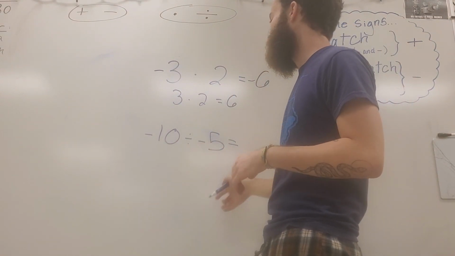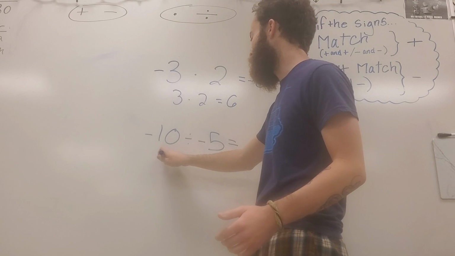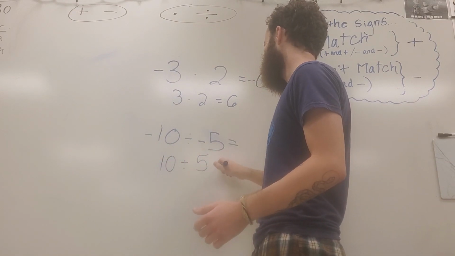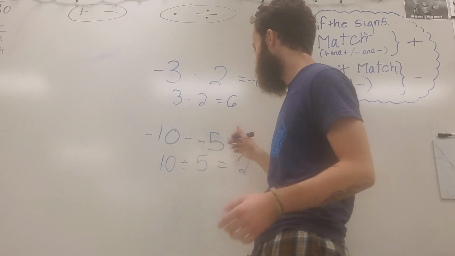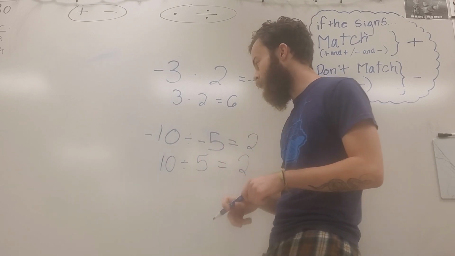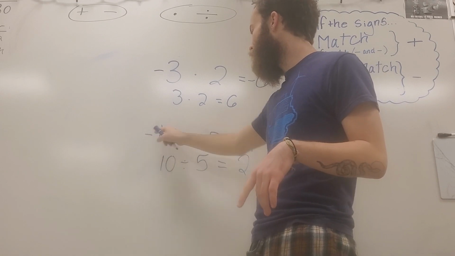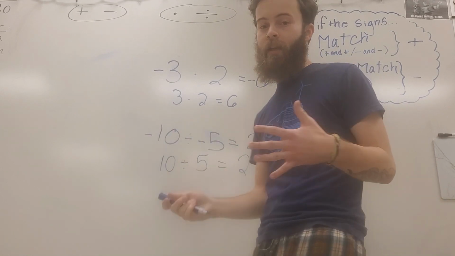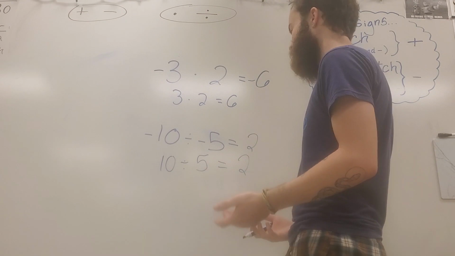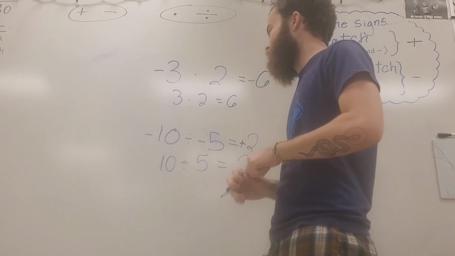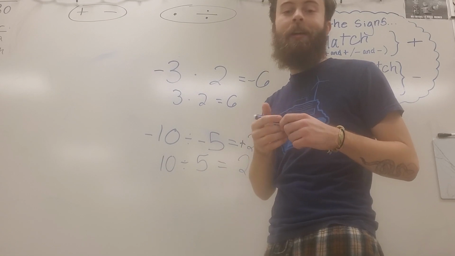Same thing on this one. We think about it in positives first. So positive 10 divided by positive 5, we know is going to equal 2. So our answer is either going to be positive or -2. I look to see what the signs are. We have one negative, we have another negative. Do they match? Yes, they are the same. So the answer is positive. And that's really all there is to it on these.